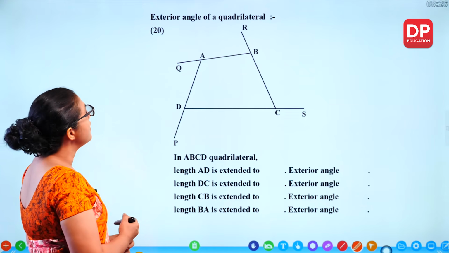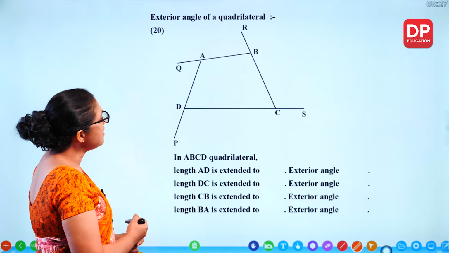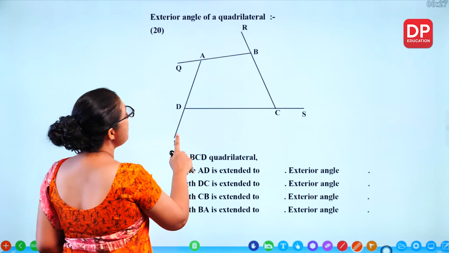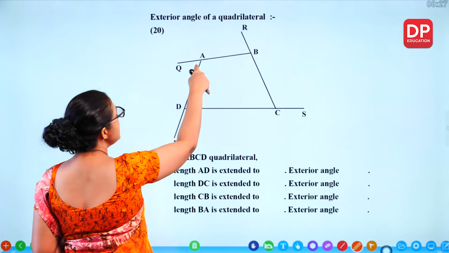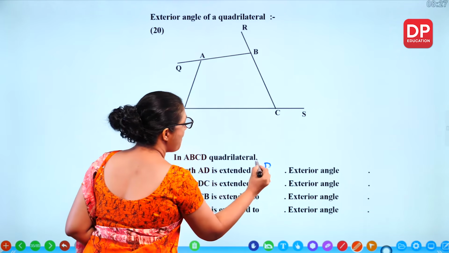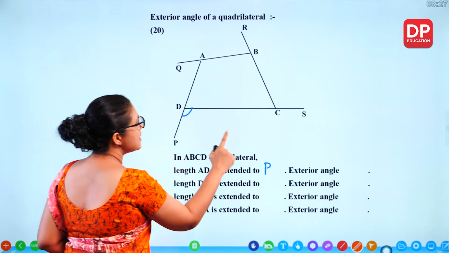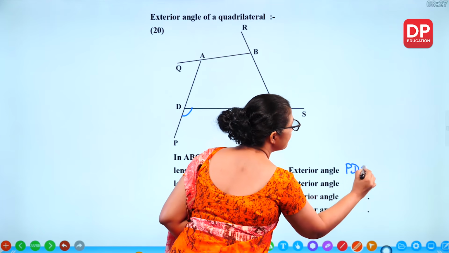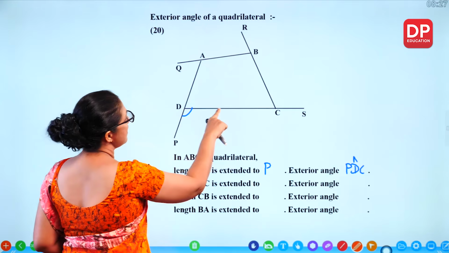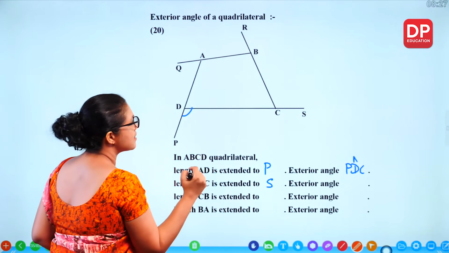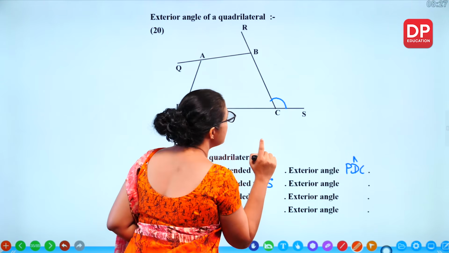Exterior angle of a quadrilateral. Now, how do we get exterior angles? We need to extend lines. In quadrilateral ABCD, side AD is extended to P. What's the exterior angle you are getting? PDC. Side DC is extended to S. Then you get this exterior angle, that's BCS.